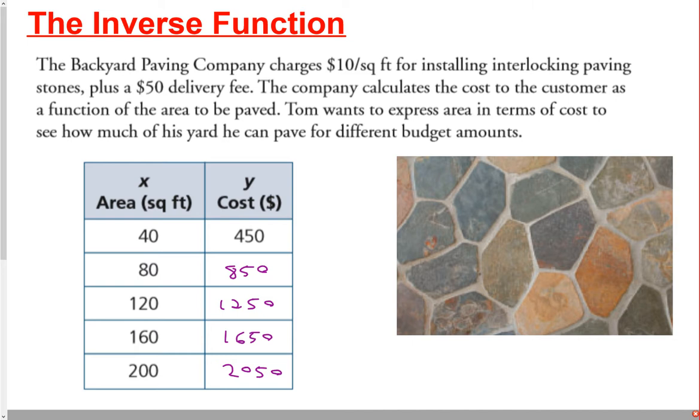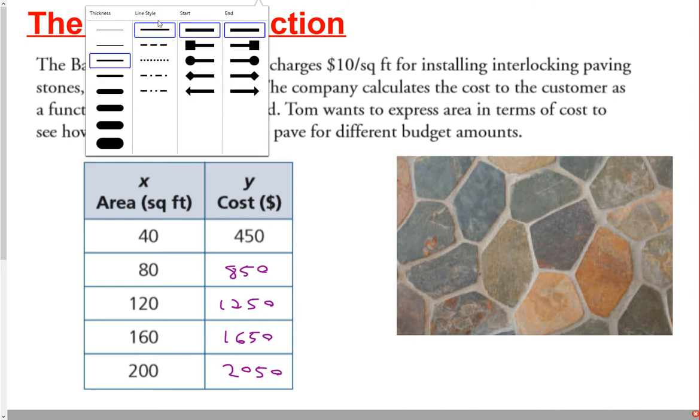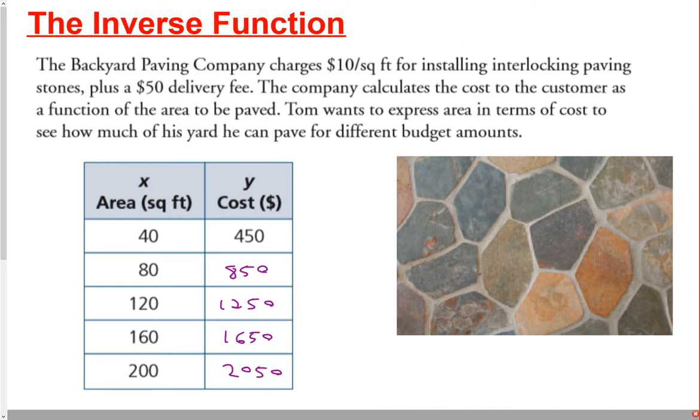And if we want to write this as an equation, here's how we would write that. We'd normally write it as f of x, but let's go back to grade 9 and use our y equals notation instead. So we'd say y equals 10 times x, because it's $10 for every square foot, plus the $50 delivery fee. So that's our linear equation, right? It describes this.